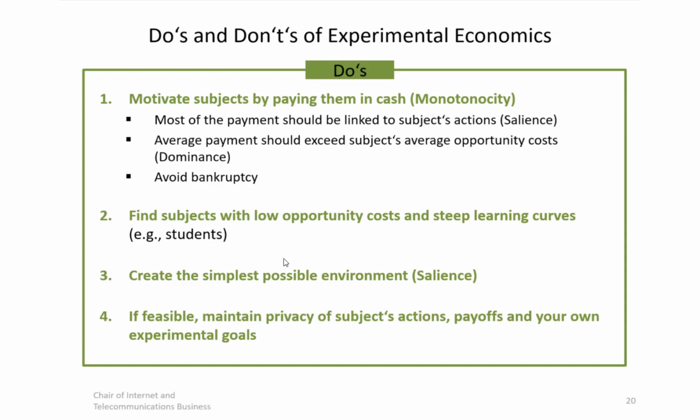Next, you should find subjects with low opportunity cost and steep learning curves, for example students. And next, you have to create the simplest possible environment so it's clear for the participants to understand what's going on. Okay. And if possible and feasible, maintain the privacy of subjects' actions, payoffs, and your own experimentation goals. Okay.